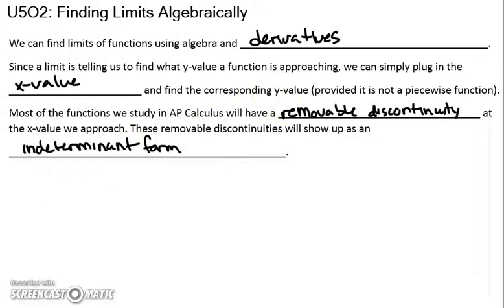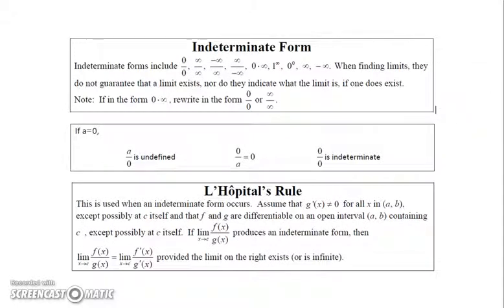Now, there are a bunch of different indeterminate forms, and there's a list of them right here. Anytime we have 0 over 0, infinity over infinity, negative infinity over infinity, infinity over negative infinity, 0 times infinity, 1 to the infinity, 0 to the infinity, just plain old infinity or just plain old negative infinity, those are called indeterminate forms.